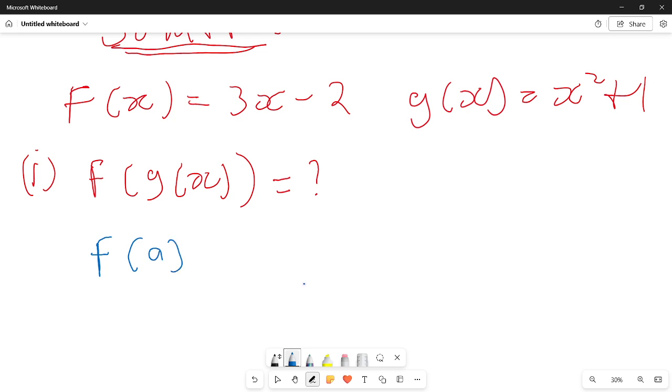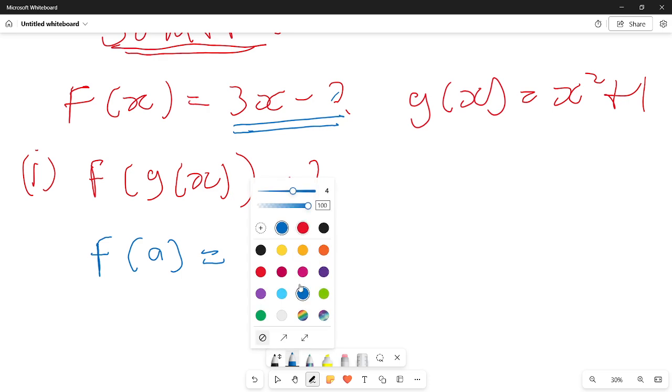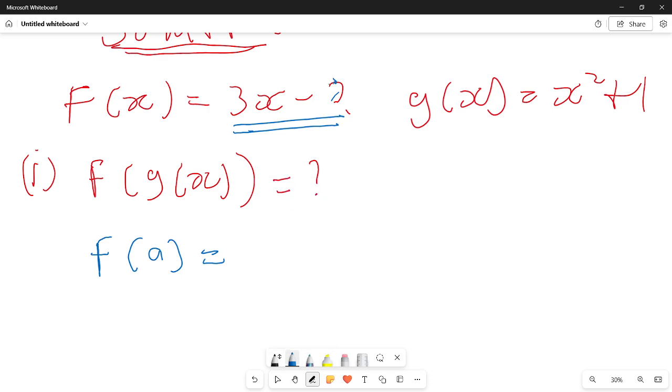So what will happen is that I'll take the function f, which is 3x minus 2, and substitute where there's x, I'll put a. So it means I'm going to have 3a minus 2.